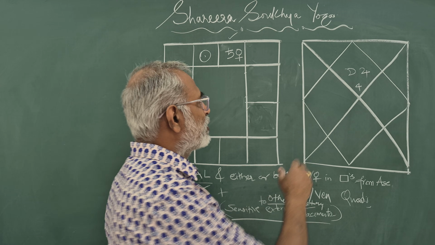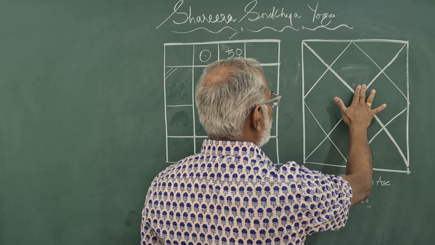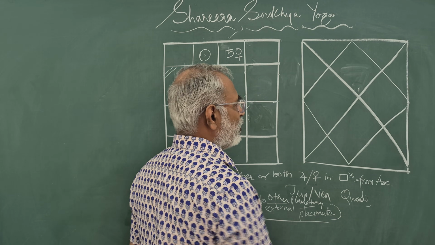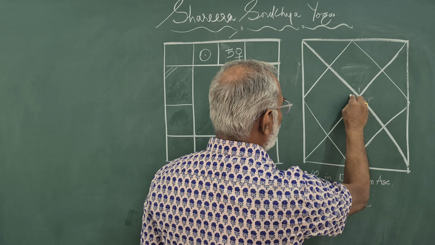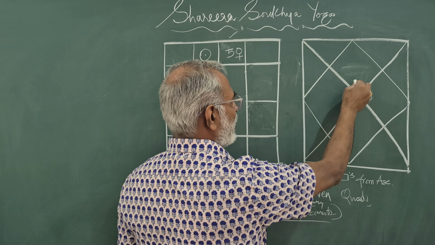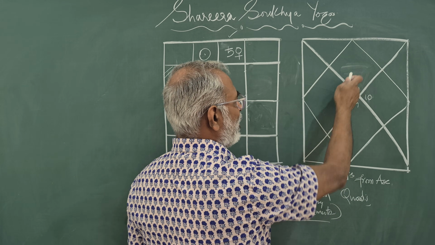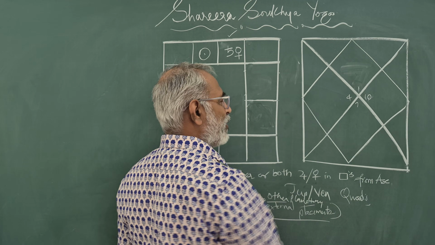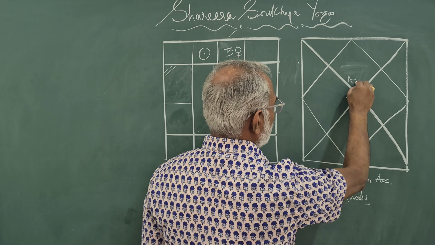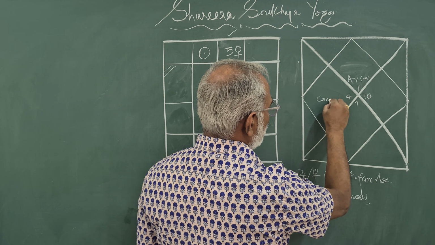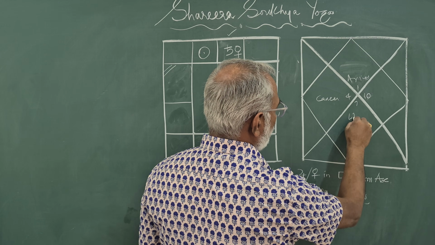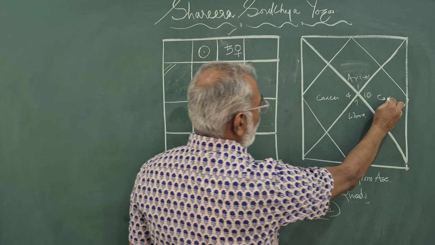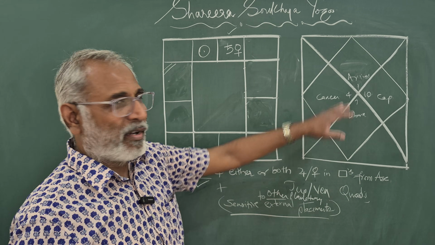The Lagna of Mars is also one of the strongest for Shareera Soukhya Yoga. Lagna of Mars, let me take Aries. So it will be easy: 1, 4, 7, 10. This is first house, fourth house, seventh house, 10th house: Aries, Cancer, Libra, and Capricorn. So this is Aries, this is Cancer, Libra, and Capricorn.